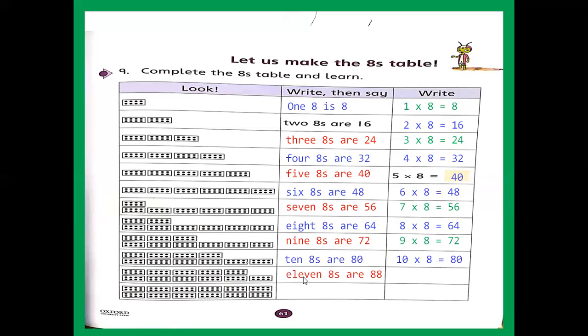Next 11. 11 8s are 88. Write 11 × 8 = 88. 11 8s are 88. And last one, 1, 2, 3, 4, 5, 6, 7, 8, 9, 10, 11, 12.